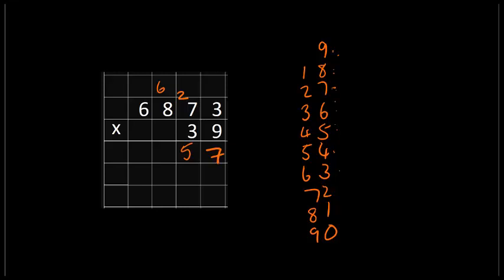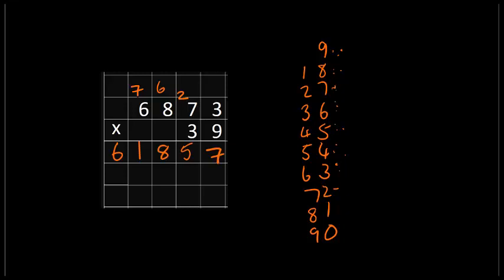9 times 8, 1, 2, 3, 4, 5, 6, 7, 8. 72. 72 plus 6 is going to be 78. So 8, carry the 7 over. 9 times 6, 1, 2, 3, 4, 5, 6. That's 54. 54 plus 7 is going to be 61. And that is our first sum.